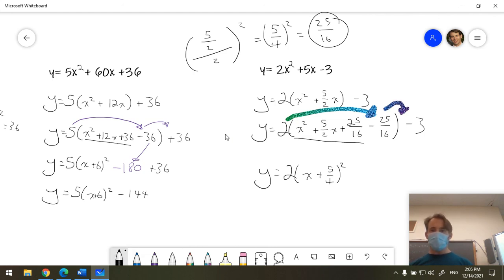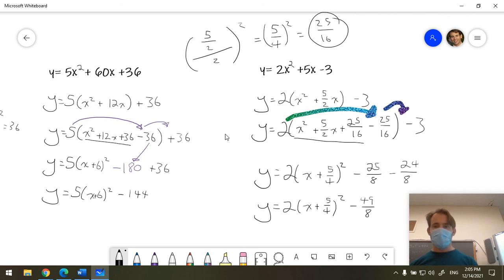So, negative 25 over 16 times 2. Oh, that's easy. That's just negative 25 over 8. See, the 2 cancels one of the 2's in the 16, makes it 8. Okay, so that would be minus 25 over 8. That's after this comes out of the brackets. Then this minus 3, let's write it over 8. So that's going to be minus 24 over 8. Cool. So this is equal to y is equal to 2 multiplied by x plus 5 over 4 squared minus 49 over 8. There, done. So that one is completed squared.